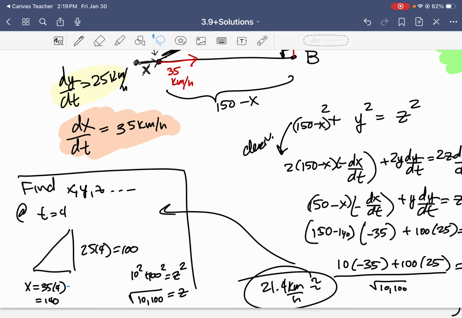Right? So this is 140. So this distance right here is 150 minus x equals 150 minus 140 equals 10. Right? This distance right here is 100.